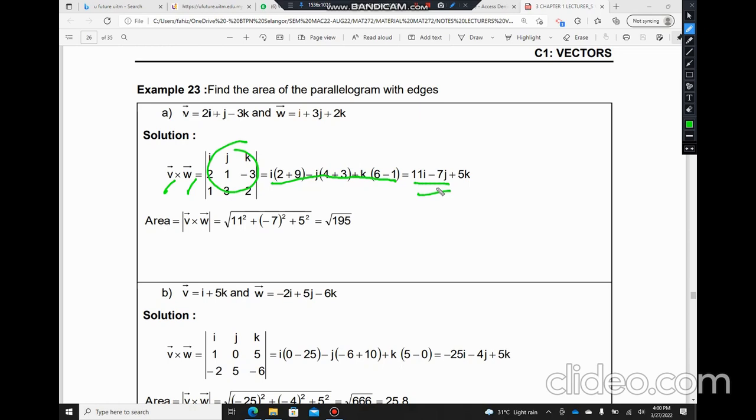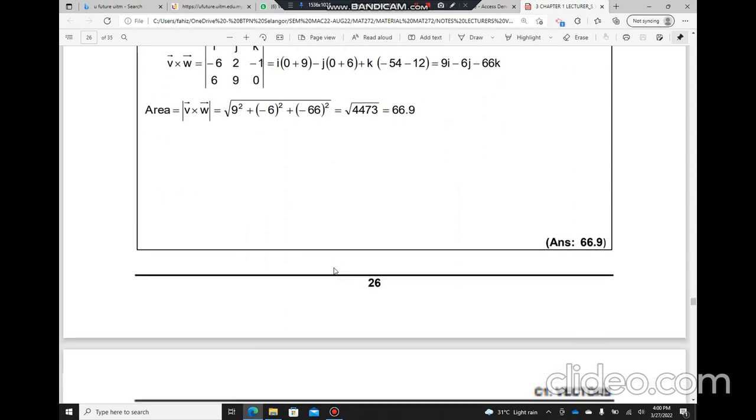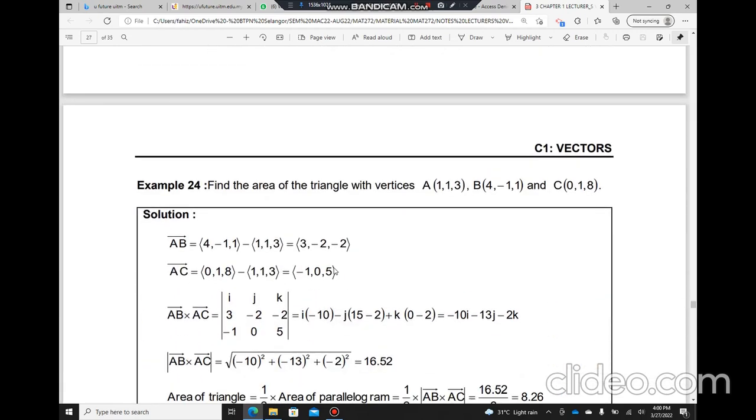Okay, so bila dapat vektor yang last ni, yang 11i minus 7j plus 5k. Okay, bila area, just kira length untuk V cross W yang ni. So cara kira dia samalah juga. 11 kuasa 2 tambah negatif 7 kuasa 2 tambah 5 kuasa 2. So dapat 195. Okay, so yang ni adalah area. Dia mewakili area. Tapi kena guna cross product. Okay, next B sama, dia nak area. Maknanya kena cari dululah cross product. Okay, C pun sama.